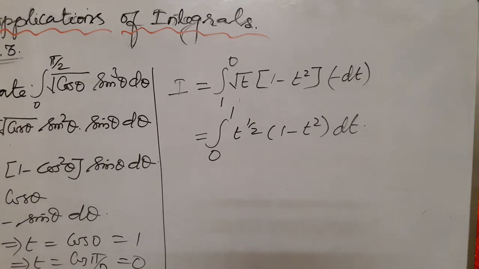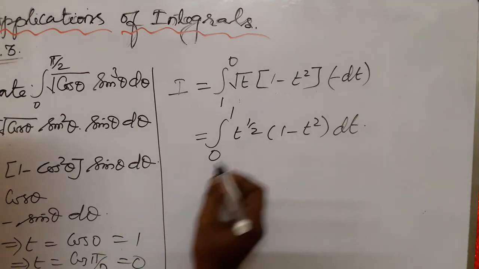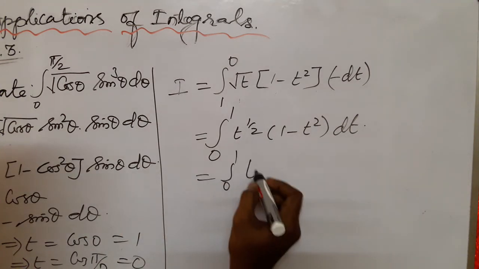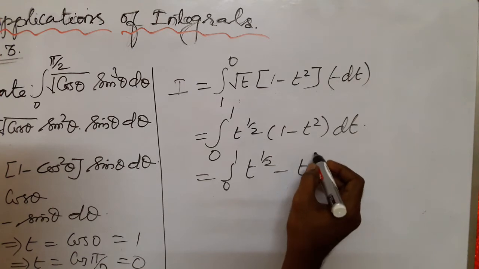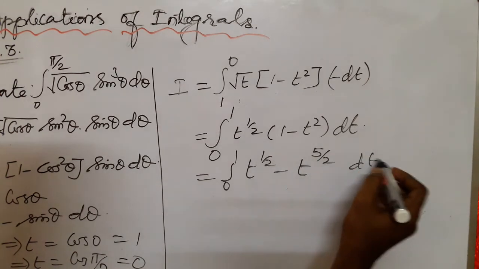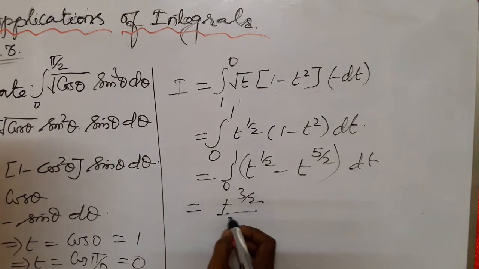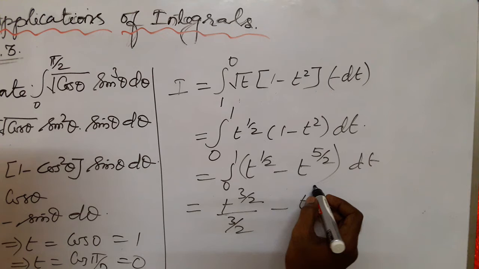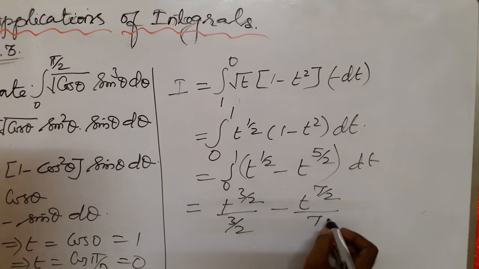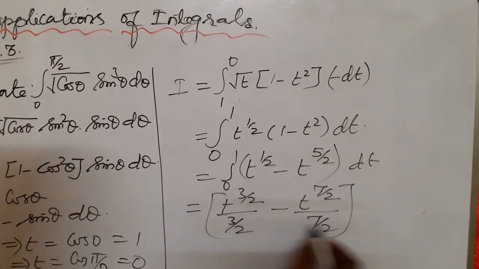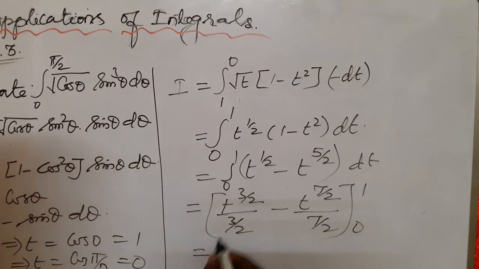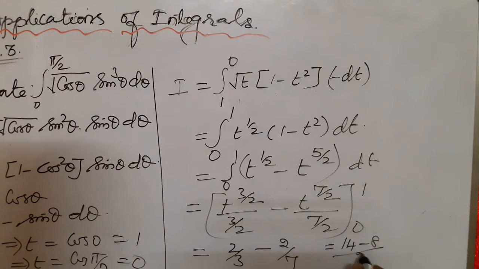So now the normal multiplication, you can multiply this inside. It is integral 0 to 1 t power 1 by 2 minus t power 5 by 2 into dt. The integration will be t power 3 by 2 by 3 by 2 minus t power 7 by 2 by 7 by 2. Limits are 0 to 1. So the answers are 2 by 3 minus 2 by 7. Taking LCM, it is 14 minus 6 by 21.